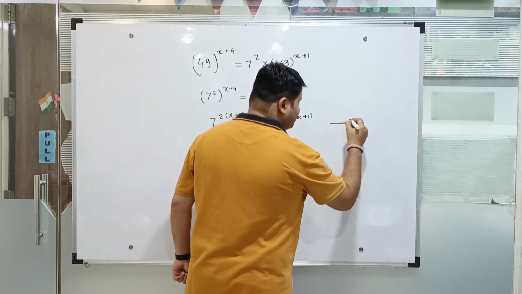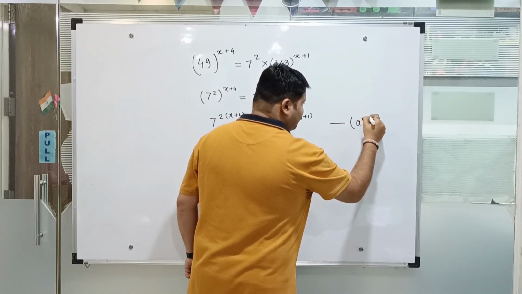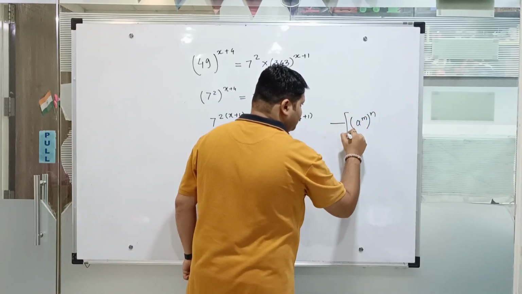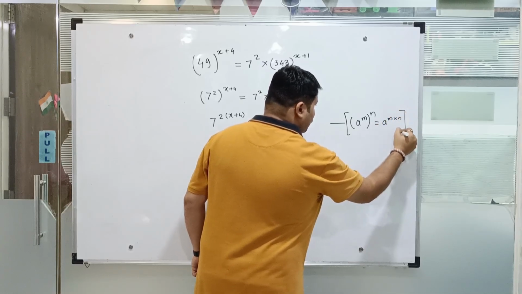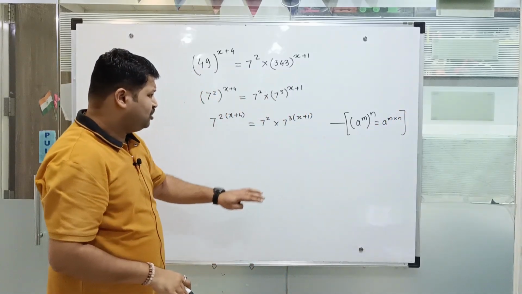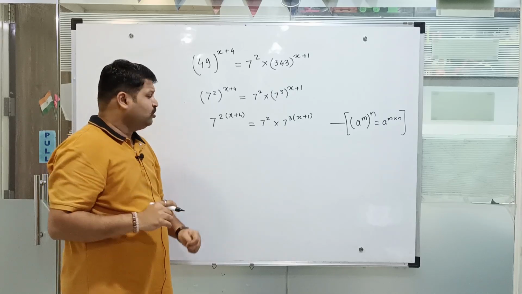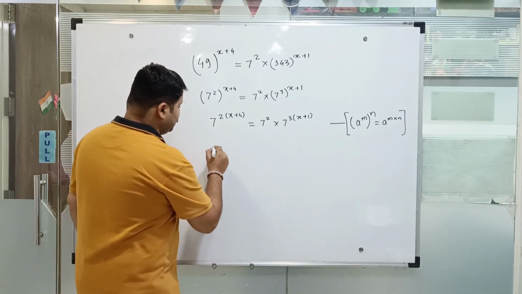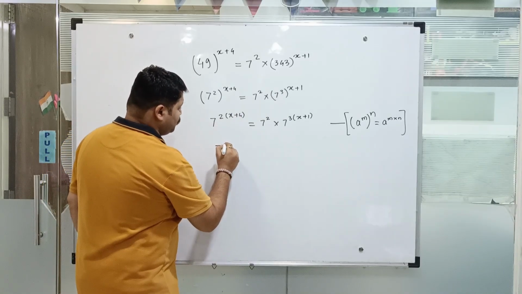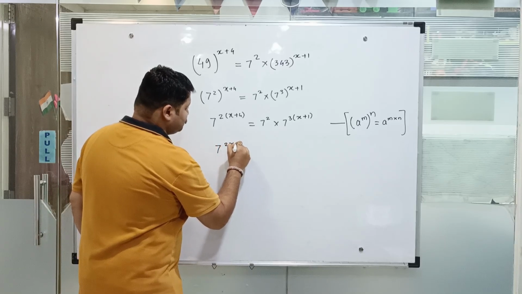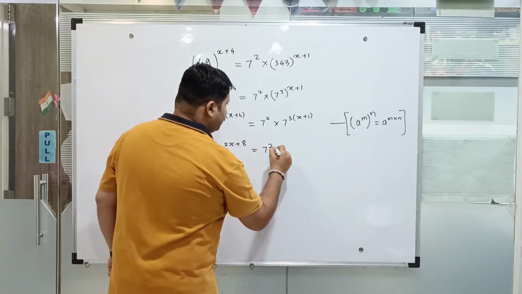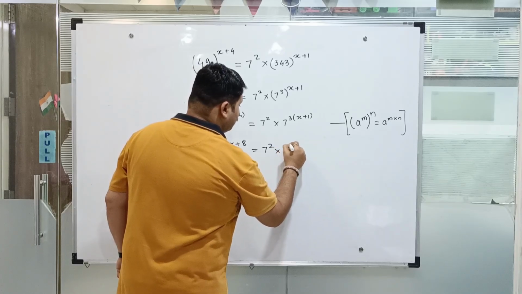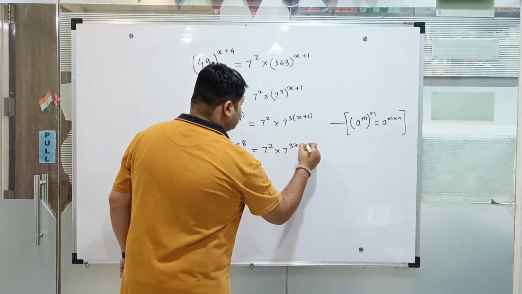So the rule that I'm using here is a to the power of m to the power of n is equal to a to the power of m into n. I'm also writing the rules here so that you don't have to go back and forth. So this gives me 7 to the power of 2x plus 8 is equal to 7 square multiplied by 7 to the power of 3x plus 3.